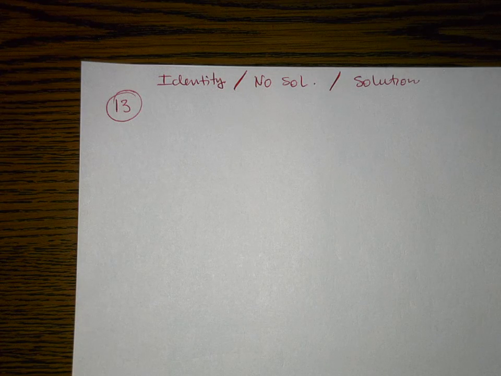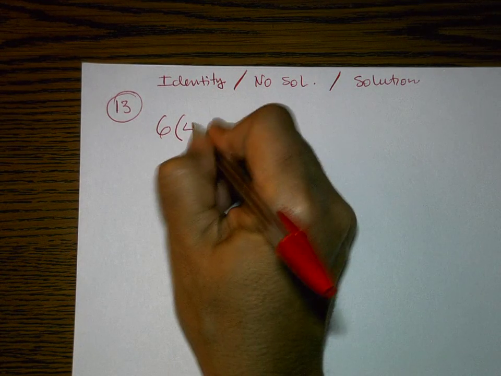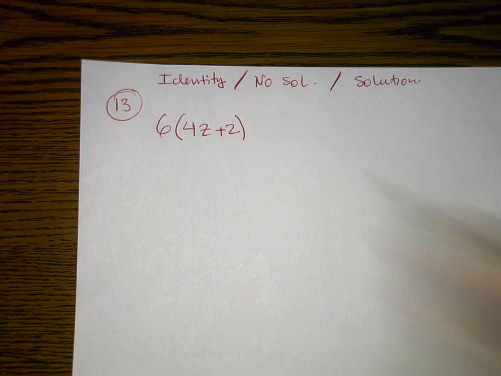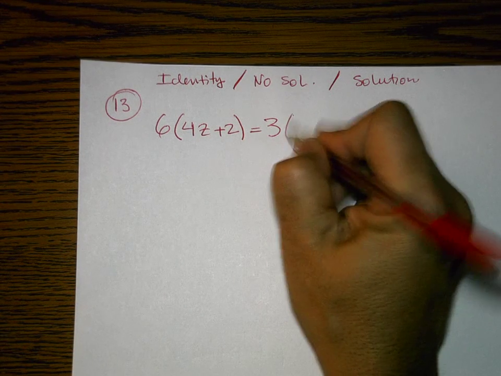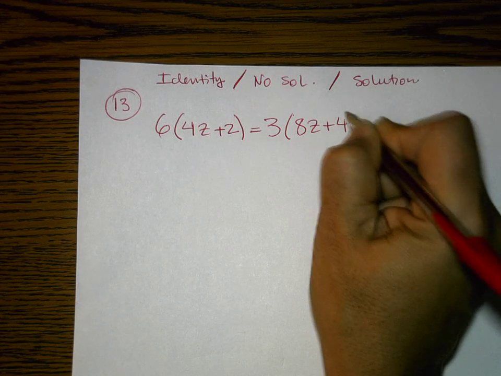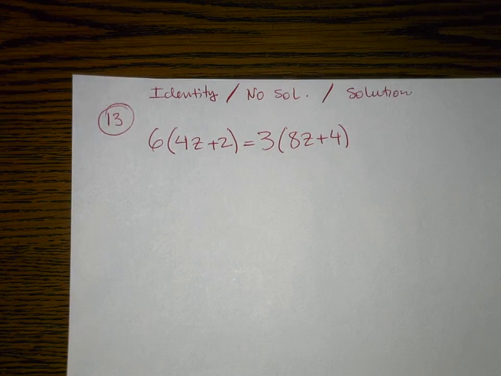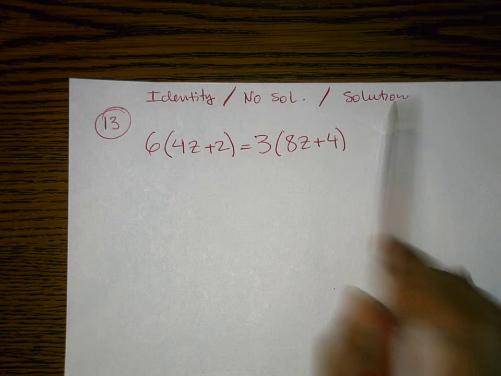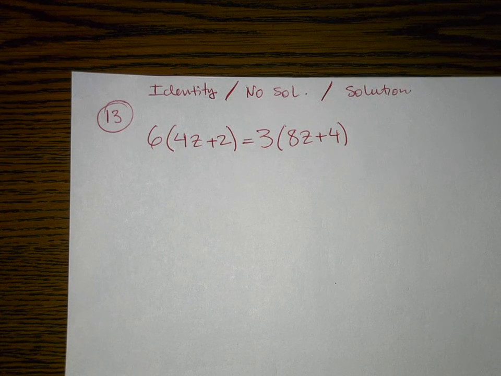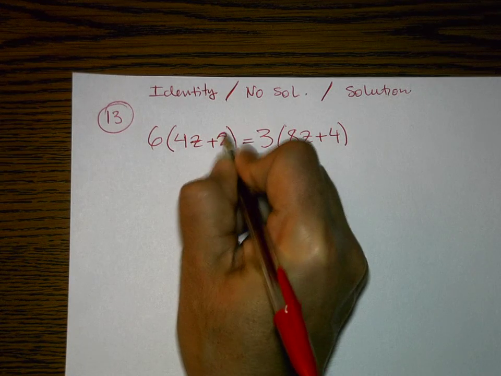Number 13 says 6 times the quantity 4z plus 2, and that will equal 3 times the quantity 8z plus 4. All right, so let's see what we get here. I guarantee you once we're done solving this, we're either going to get an identity, no solution, or a solution for the variable. In this case it's a z.